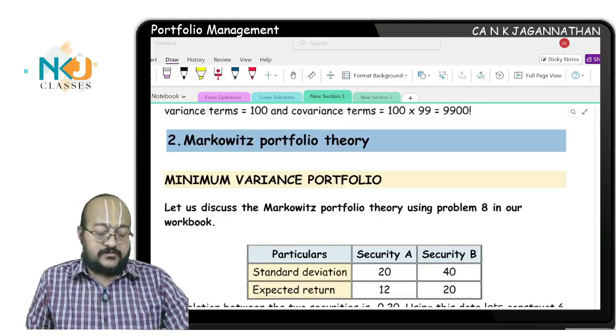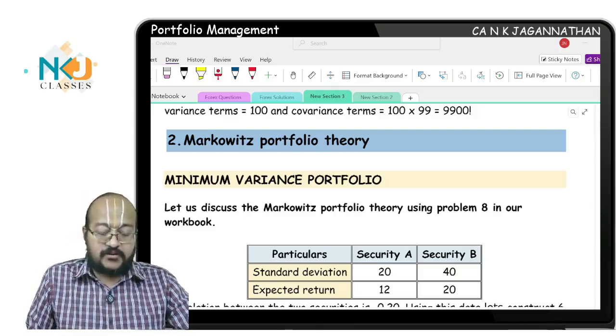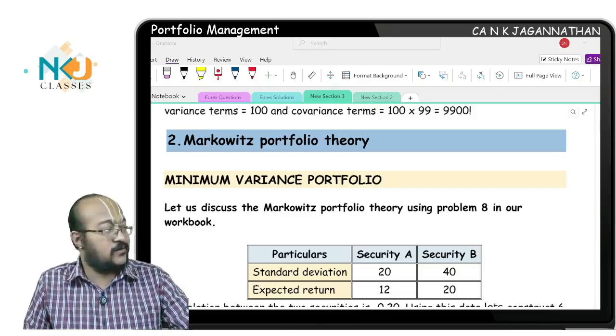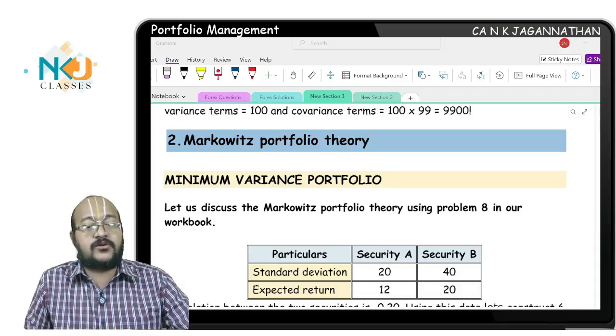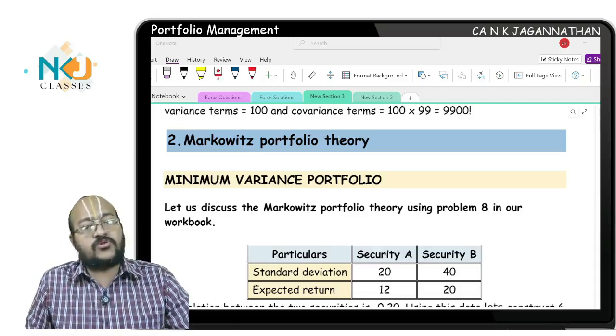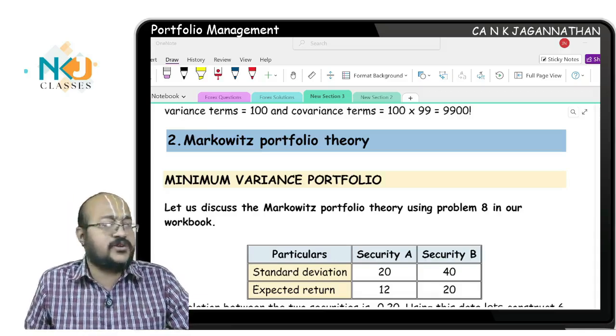We are revising the chapter Portfolio Management, and in the previous lecture, we revised the basic concepts related to portfolio management. How to find risk and return of individual security, how to find risk and return of portfolio of securities. Then we found out the relationship between correlation and covariance, and we also found out portfolio risk for a 3 security portfolio or n security portfolio.